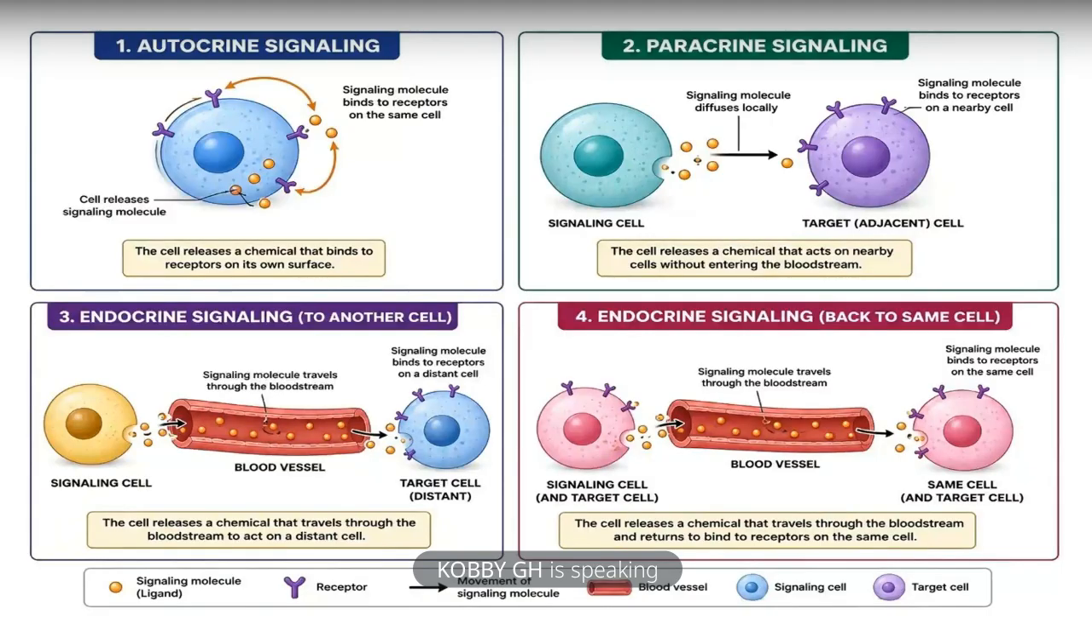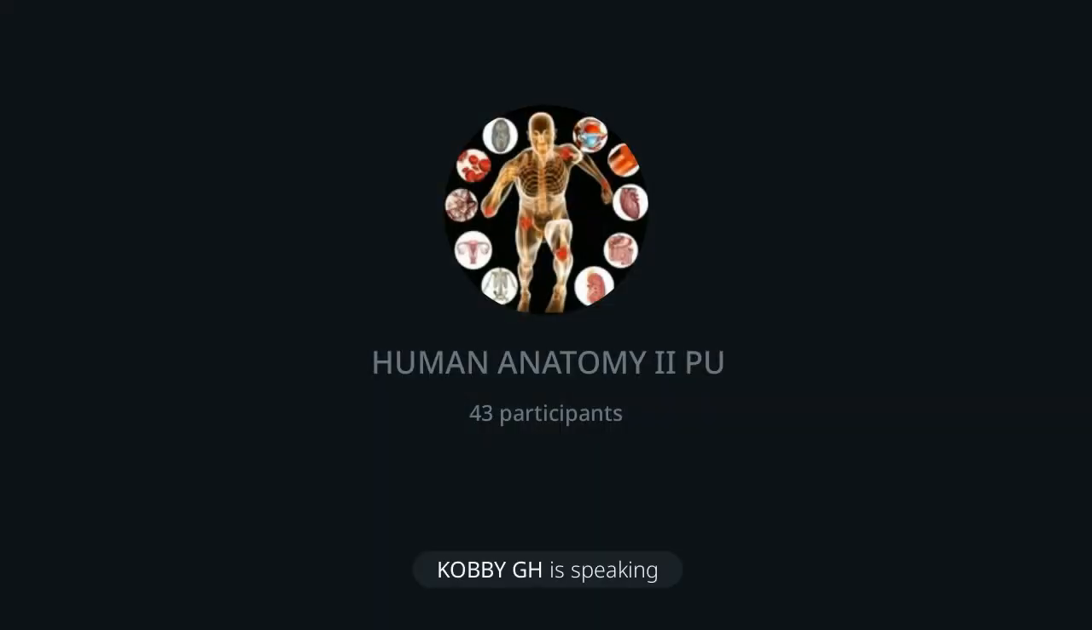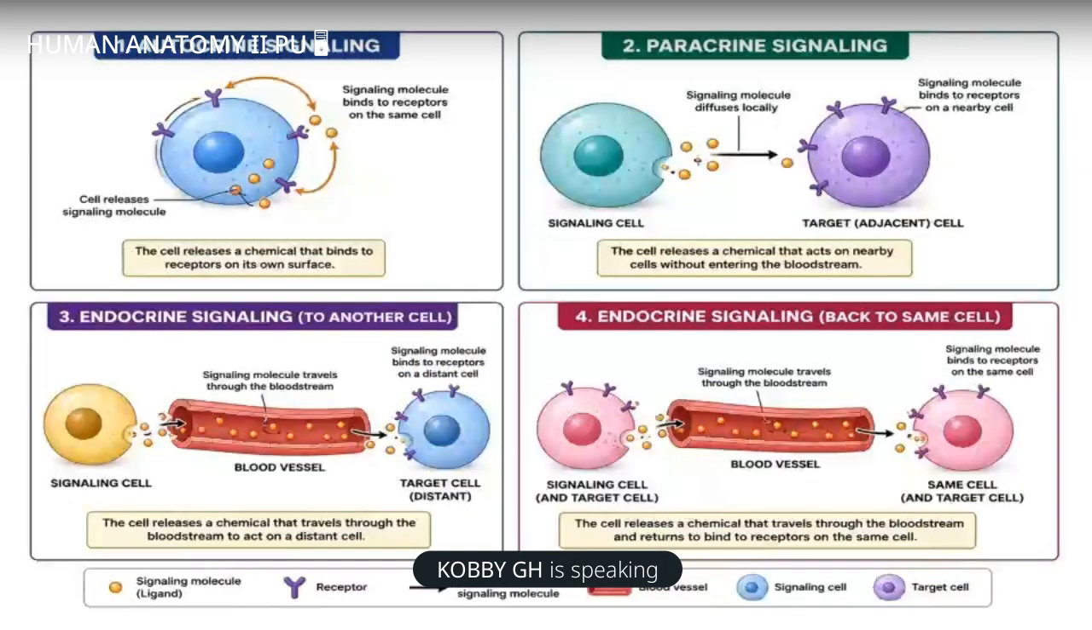So when you're explaining paracrine, this is a type of signaling where the chemical has its receptors on the surface of an adjacent cell. But before the chemical gets to the adjacent cell, that is the target cell, it will not pass through the blood vessel. You have to introduce the concept of the blood vessel.